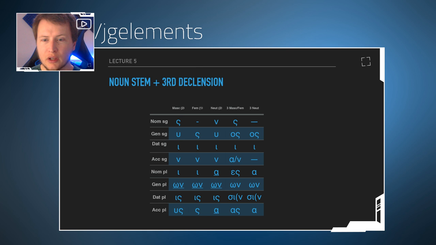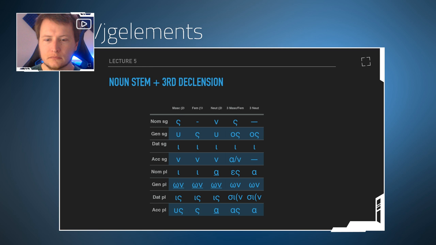Now, also with neuter, it follows the same principle as matching the masculine in the genitive and dative. So you can see here, genitive singular and dative singular are identical between the third masculine feminine and the third neuter. And the same is true in the plural, genitive plural and the dative plural. Now, the only other thing is the nominative plural and accusative plural have alpha, but they're not all consuming. They are tacked on at the end of the stem. Okay?